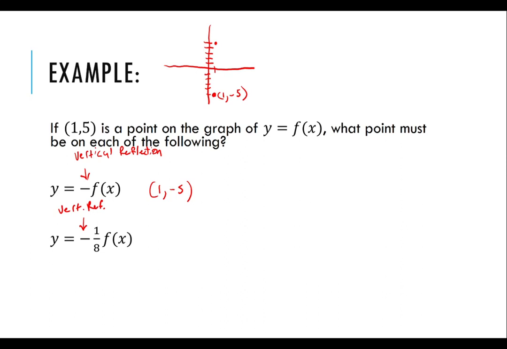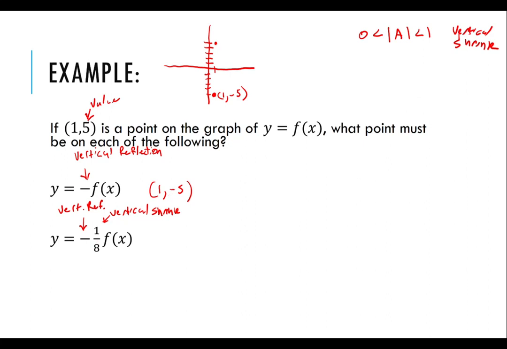Well, 1/8 is actually a vertical shrink. And once again, remember that's because if we have the absolute value of a between 0 and 1, we get a vertical shrink. And since it's affecting the vertical stuff, that means it's really affecting the y value. The y value is the vertical. So the vertical reflection changes the sign, just like it did above. So it's going to change from (1, 5) to (1, -5).